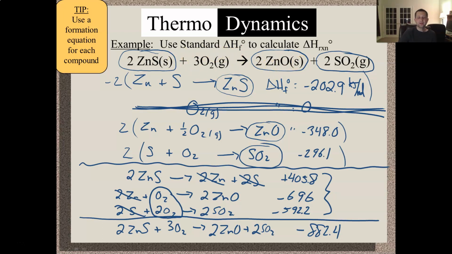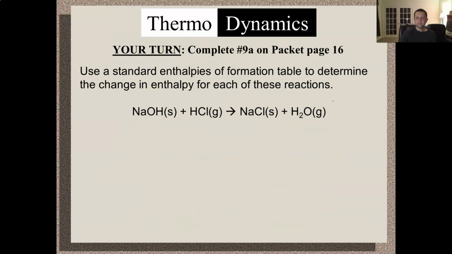All right. Let's go ahead and try one more. You guys can go ahead and try this one. If you go to a page later on in your packet, you'll find this problem where you have NaOH solid plus HCl gas produces NaCl solid and H2O gas. So do the same thing. Write the formation equation for all of these and then manipulate it. Use the information in your packet on that page. I think it's in the bottom right hand corner.